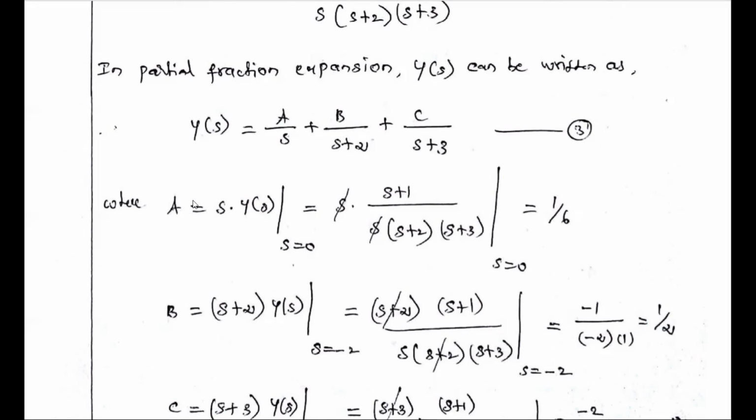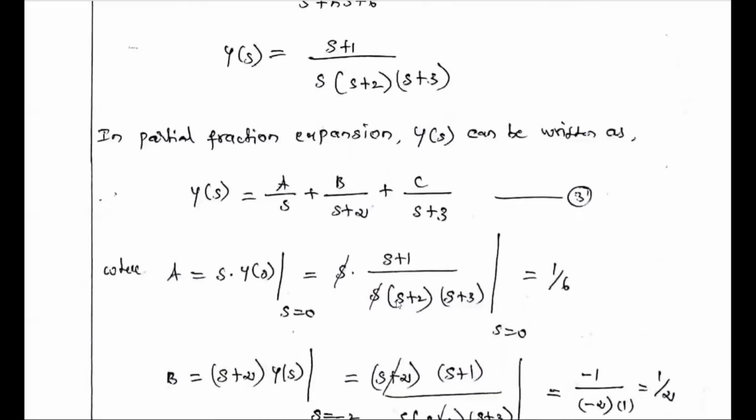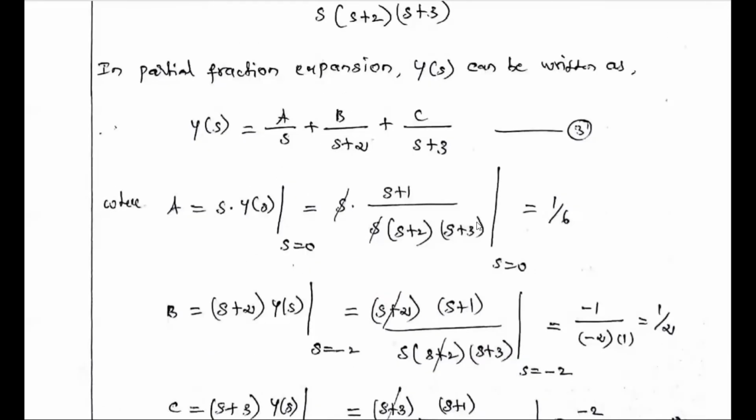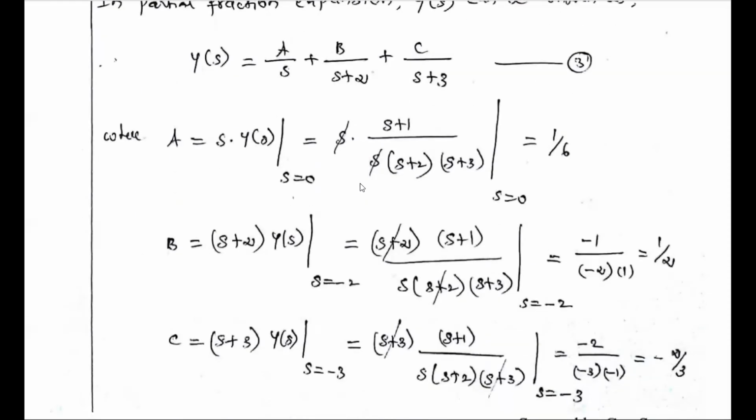So how to calculate A? The A value is s multiplied with the total value Y of s at s equal to 0. Here the s value is 0. So it is equal to s into Y of s, which is (s plus 1) by s into (s plus 2)(s plus 3), at the condition s equal to 0. So here s cancels, and in the remaining terms, wherever s is available, you just substitute s equal to 0. So we got 1 by 2 into 3, that is 1 by 6.